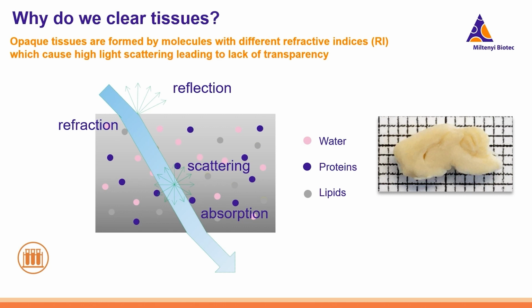And each of these molecules has a different refractive index. The term refractive index, which is a term you will hear quite often with regard to tissue clearing, is a numerical value that is assigned to these different molecules and represents the speed at which light travels through a given material. For example, water has a refractive index of 1.3, proteins around 1.5, and lipids around 1.4. This number is an expression of how much slower light moves through a substance compared to that of a vacuum. The higher the number, the slower the light travels in that material.